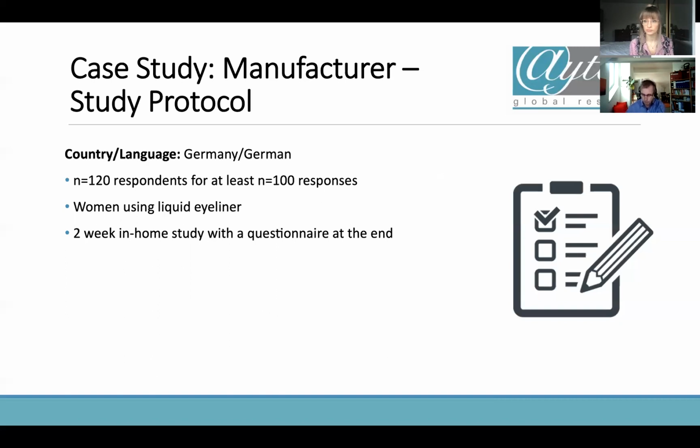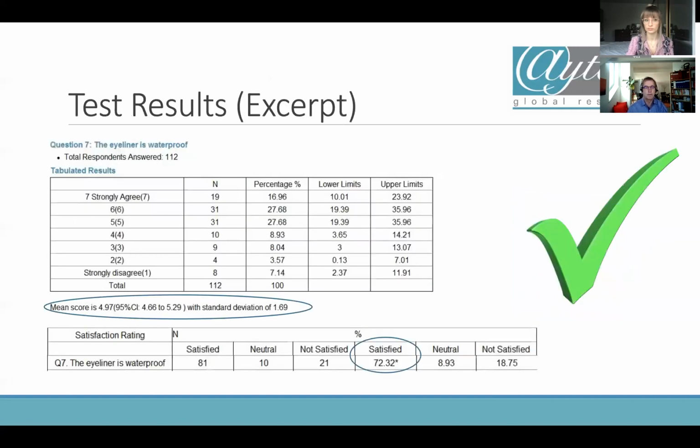And I won't go into the details of the questions, but just pick out one and just show you some of the end results. So most of you will have seen the kind of typical charts that we have in our standardized report. So we had one question: the eyeliner is waterproof. You saw that 112 people responded.